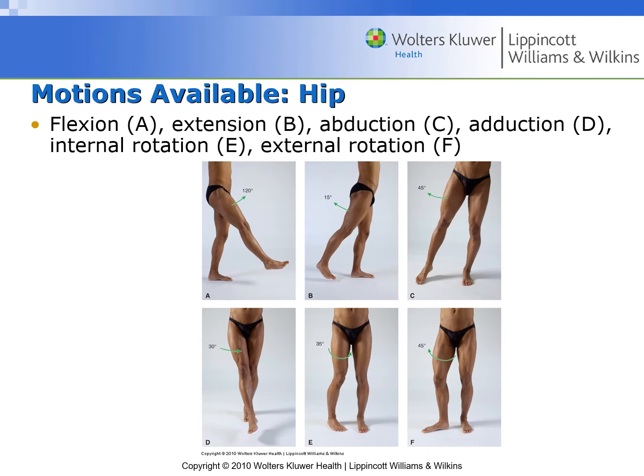Now let's consider the motions that are available at the hip. In illustration A, we see hip flexion. In illustration B, we see hip extension. In illustration C, we see hip abduction. In illustration D, we see hip adduction. In illustration E, we see internal rotation. And in illustration F, we see hip external rotation.